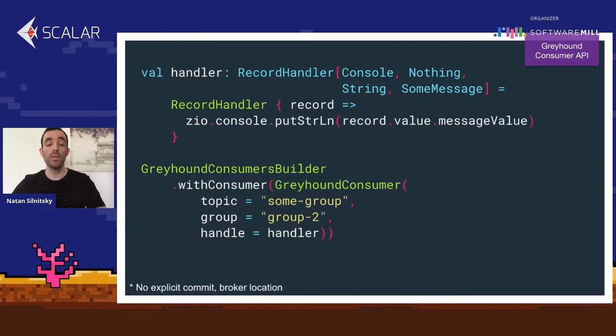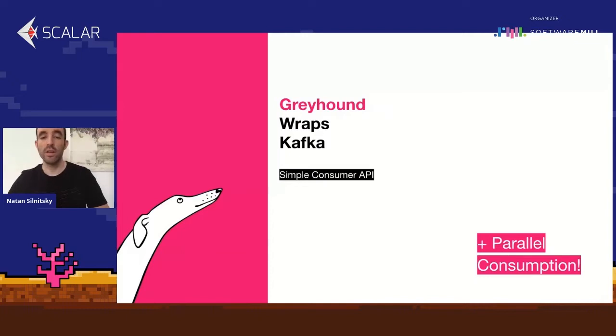So you can see here that there is no explicit commit done. Greyhound will take care of it for you once the handling is completed. It will commit the messages. And you also don't need to specify the broker location because Greyhound, behind the scenes in the configuration file, will inject the production broker address. Great, so that was the simple consumer API that Greyhound offers for our developers.